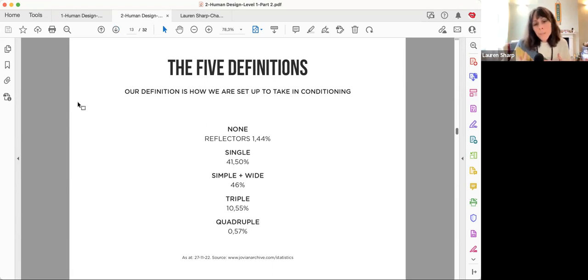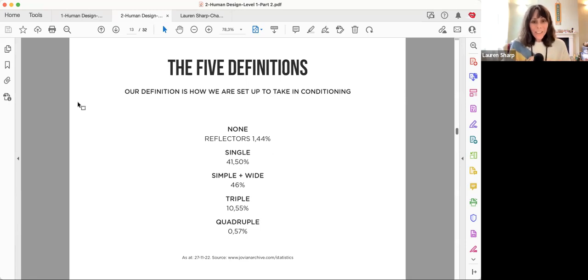So this next part we're going to look at is about definitions. And definitions are quite important because they also involve how we are conditioned. They also involve how we learn, how we partner, how we feel about things. And so you can see that reflectors, again, don't have a definition. So how they absorb information and take stuff into themselves is different.